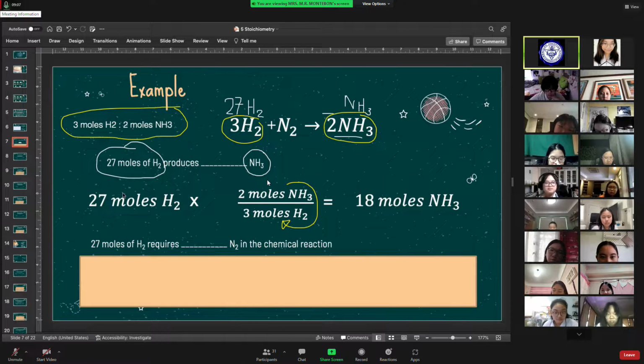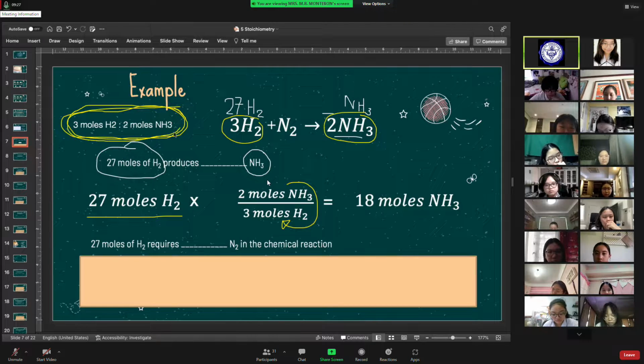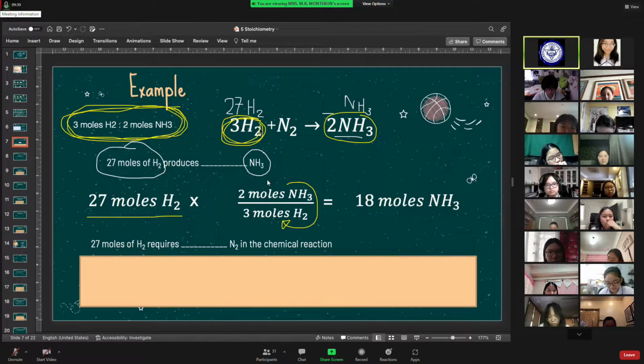So the given in the example here would be 27 moles. What if you have 27 moles of hydrogen? How many moles of ammonia, NH3, will be produced? So using the ratio that I encircled in yellow, and also this. Ayan. Using the ratio, that will serve as your guide, like your conversion factor in a way, for you to determine what's the multiplier and where will you divide it. And from there, you'll get the answer.